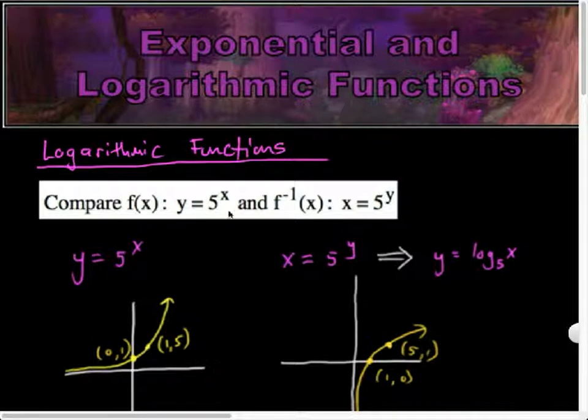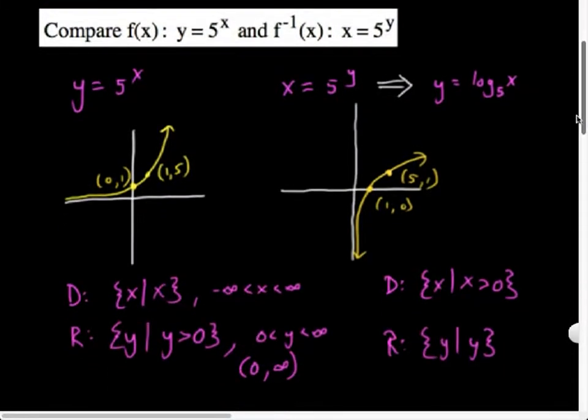So logarithmic functions, the first thing I want to do is compare a function y equals 5 to the x, so that's an exponential like the ones we were dealing with yesterday, and its inverse, which would be x equals 5 to the y. All right, so if I graph these, here's the exponential function, and here is its inverse. Now, you might recall this about inverse functions, is that they are mirrors over the line y equals x.